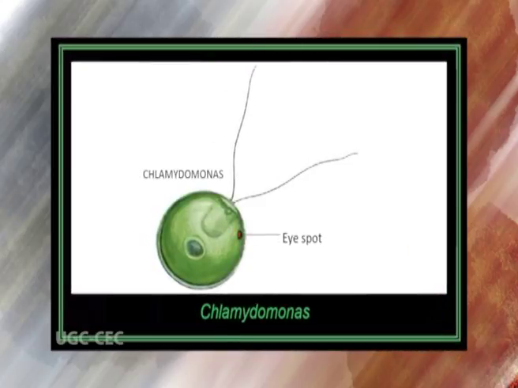Now, stigma or eye spot. The anterior side of the chloroplast possesses a tiny region with orange or reddish color called stigma or eye spot. It serves as photoreceptor and plays a role in directing the movement of flagella that enable the cell to move from bright light to diffused light.